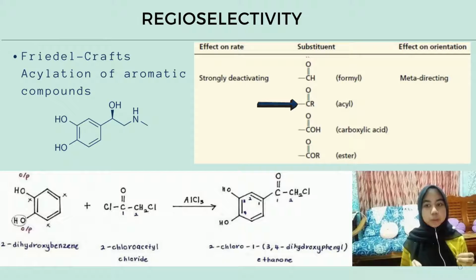The next reaction is Friedel-Crafts acylation of aromatic compound. In this reaction, 1,2-dihydroxybenzene will react with 2-chloroacetyl chloride to get 2-chloro-1-(3,4-hydroxyphenyl) ethanol. Even though acid is meta-directing, it does not affect the directing of the product's compound, since it refers to the compound of the previous reaction, which is hydroxy group.